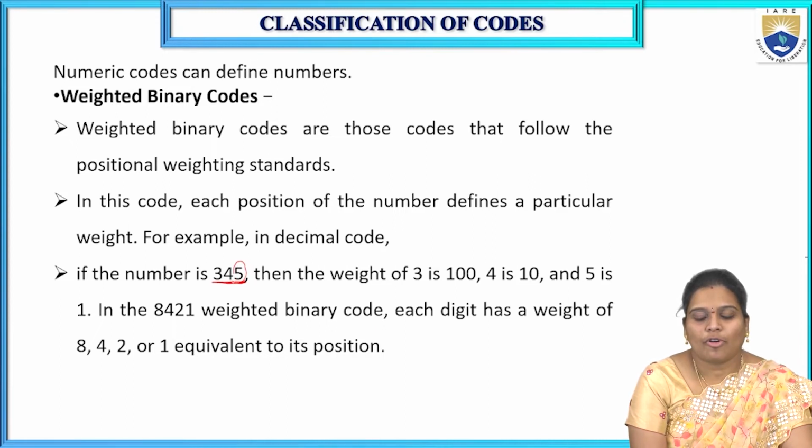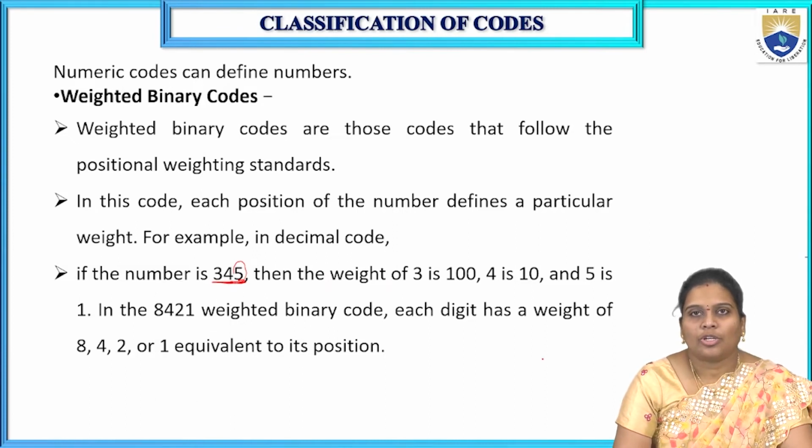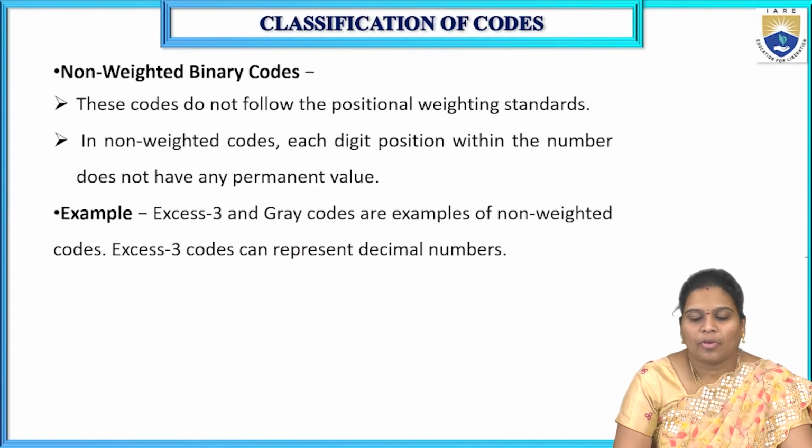Okay. So this 345 is there. This 5 is in the first position, 4 is in the 10th position, and 3 is in the 100th position. Depending on that position we are representing, that is the ones or hundreds or thousands or whatever it is. Okay, so this is the weighted binary code. It depends on the position of that particular weighting standards.